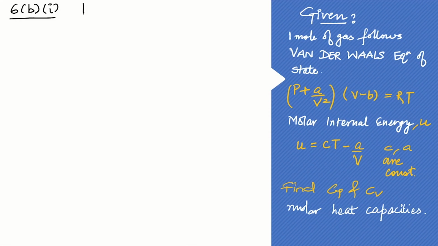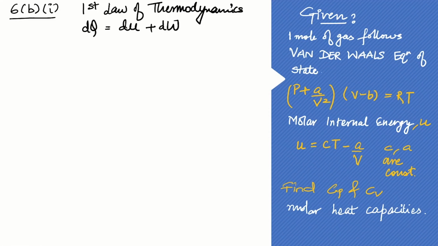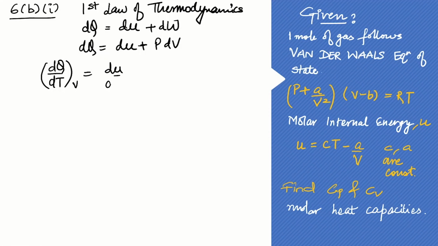So let's use the first law of thermodynamics, which is dq is equal to du plus dw. So this dq is equal to du plus P dV. Then we have to differentiate this with respect to temperature at constant volume. So the expression will become like this. This will be 0. So this dq over dT is Cv.